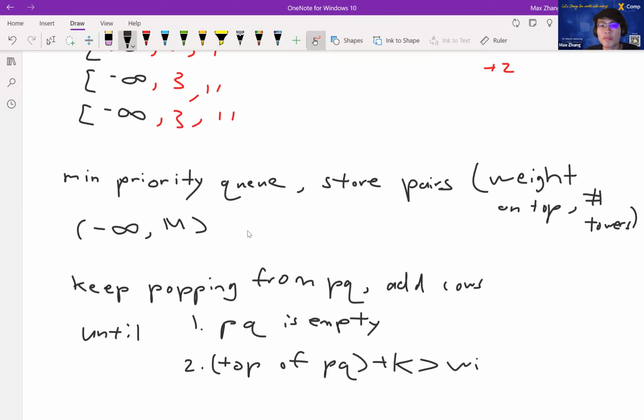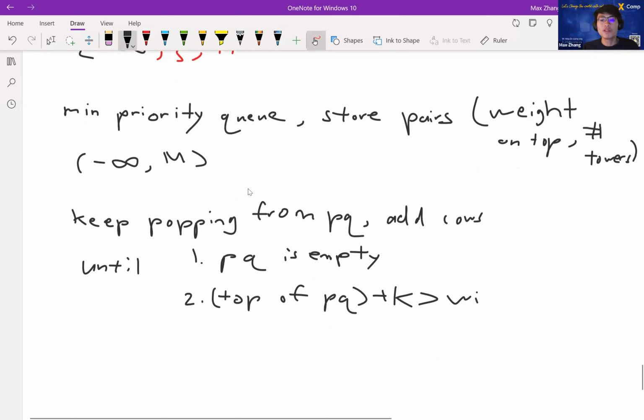I already see there's maybe a few questions. I'll get to that in a second. But let me finish the explanation first. So basically I want to keep adding cows. I'm basically just going to greedily add cows by popping out of the priority queue and adding to the smallest weight each time. And then at the end, I can just add one weight, let's say weight WI, with the new count.